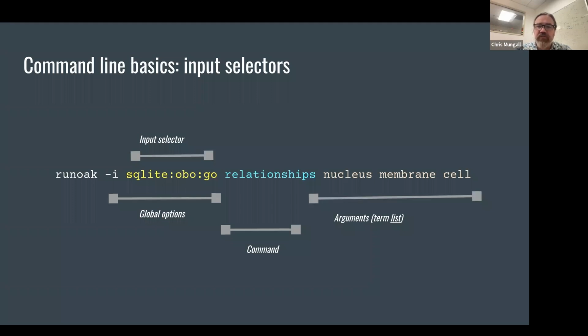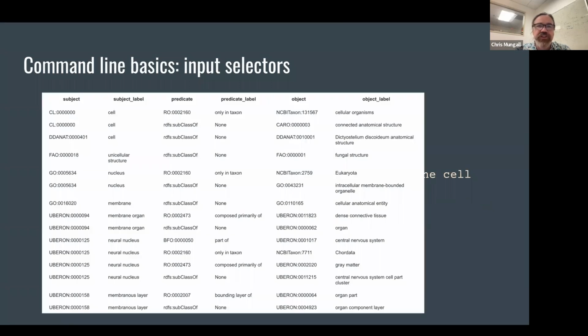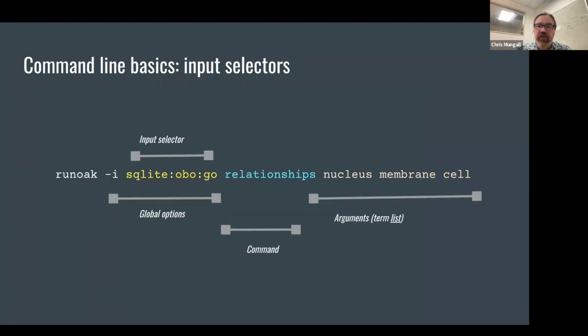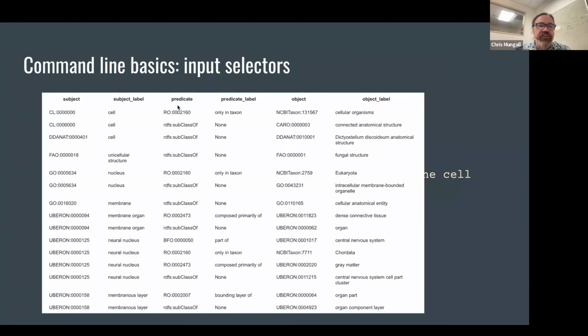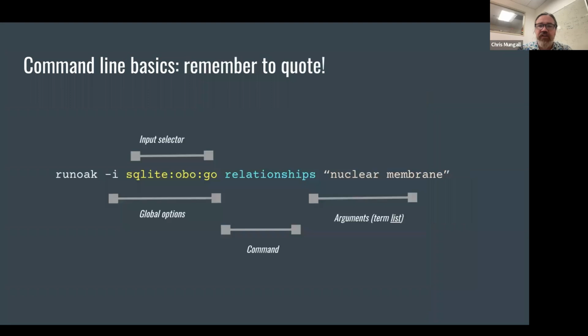So this example just shows the results of doing this kind of query. Oh, sorry, the right side of my screen is blocked here. So this is nucleus, membrane, and cell. And it turns out the string cell actually matches a number of different concepts in different ontologies that are included in the imports here. So you can see quite a few different results of the relationships command there.